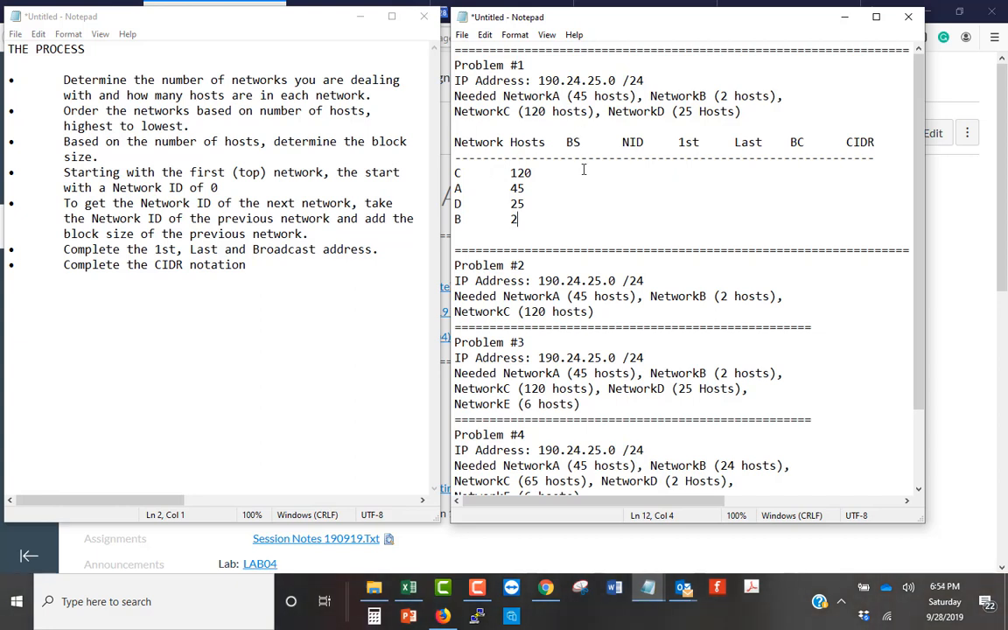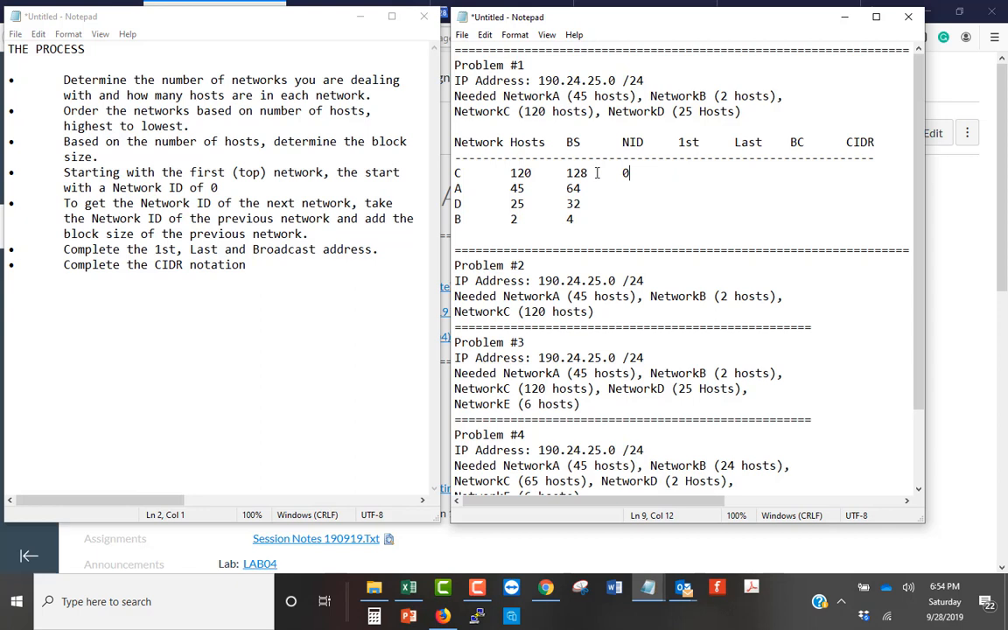Great. From here we need to determine the appropriate block size, which is large enough to hold the number of hosts. So as we look at our powers of 2, starting out with 1, 2, 4, 8, 16, 32, 64, 128. 128 is what I need to hold the 120. For the 45, we're going to need a 64. For the 25, we're going to need a 32. And for the 2, we're going to need a 4. Let's move on to our network IDs.